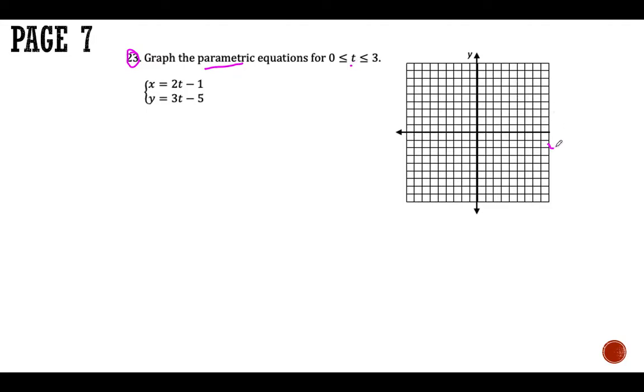Now remember, this is the x-axis and this is the y-axis. There is no t-axis, and yet I'm asking you to only graph these equations when t is 0, and then all the way through where t is equal to 3. So step 1 is to consider the domain.